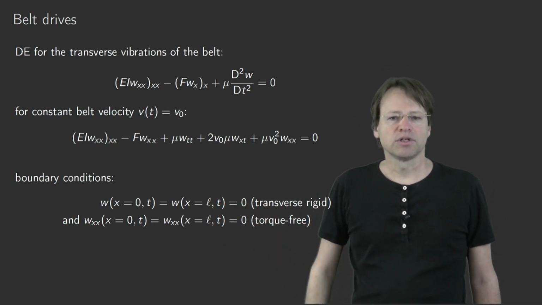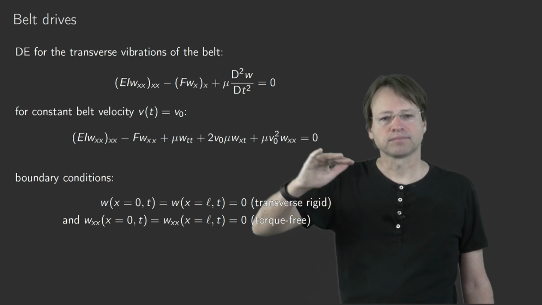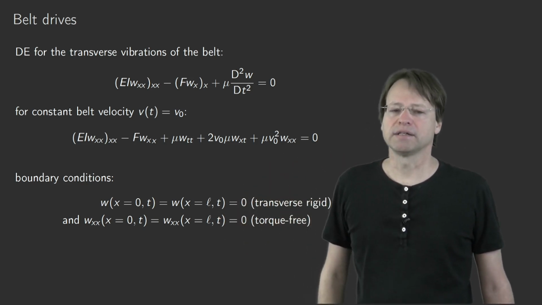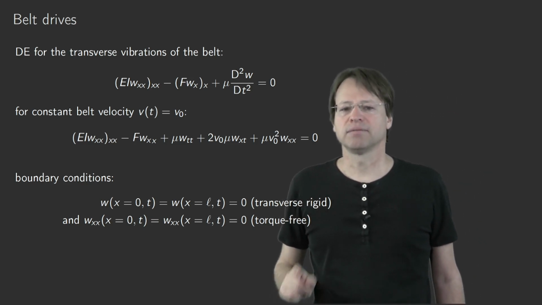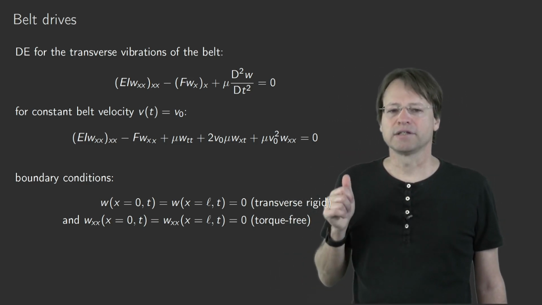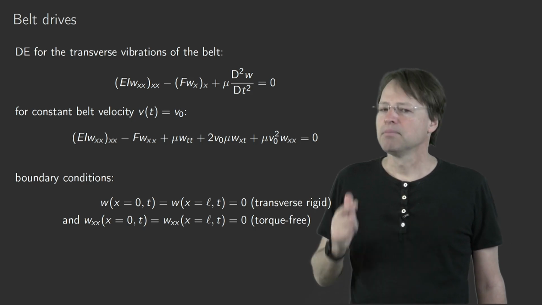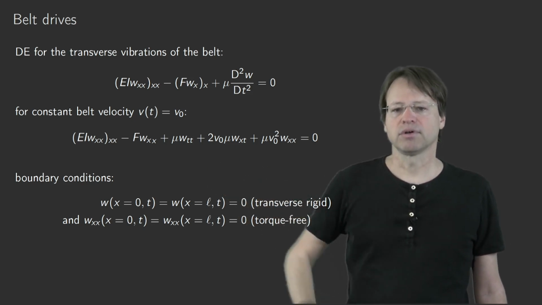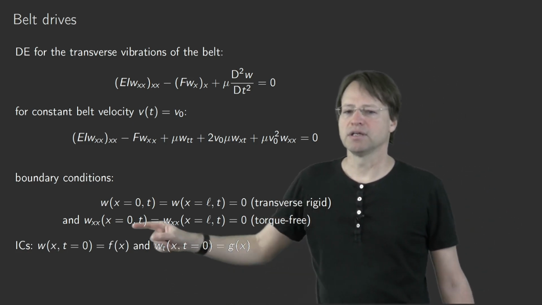And for the initial condition, we have to prescribe the shape, so the displacement of the belt for the whole belt at time t equals 0. And not only the displacement we have to prescribe, but also the initial velocity for every point of the belt. Yeah? So here you can see that.